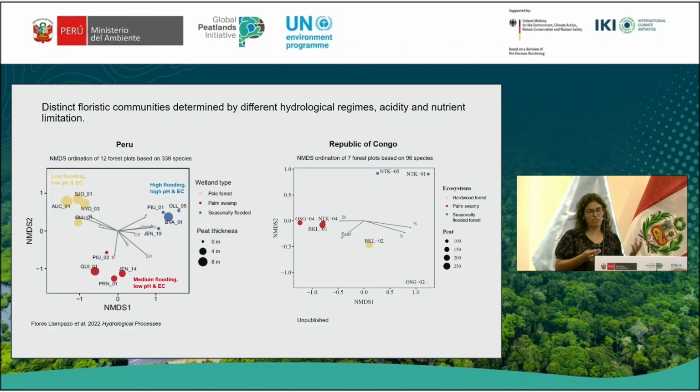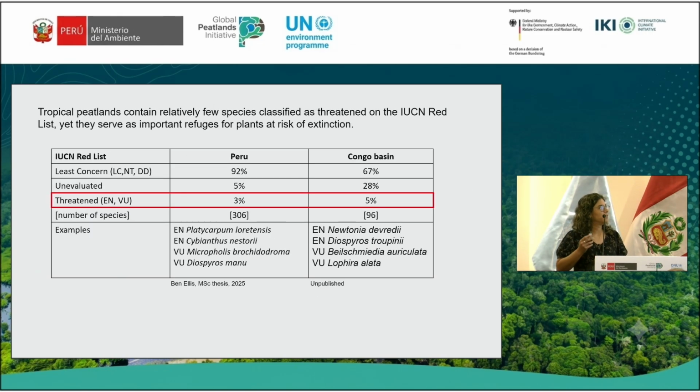So each ecosystem is quite distinct. And for me, it was fascinating to see that in terms of floristics, the Republic of Congo, at least the plots that we're including here, showed very similar patterns. We have not finished analyzing the data, so we cannot tell about the nutrients or the hydrological conditions. Another component of the project is trying to understand how much they contribute to the conservation status of the species that grow in these places.